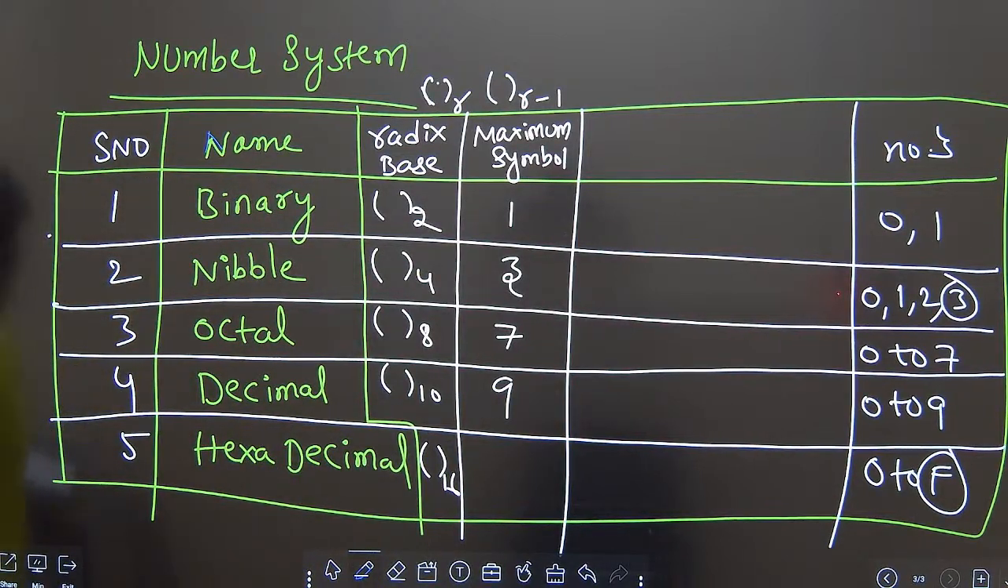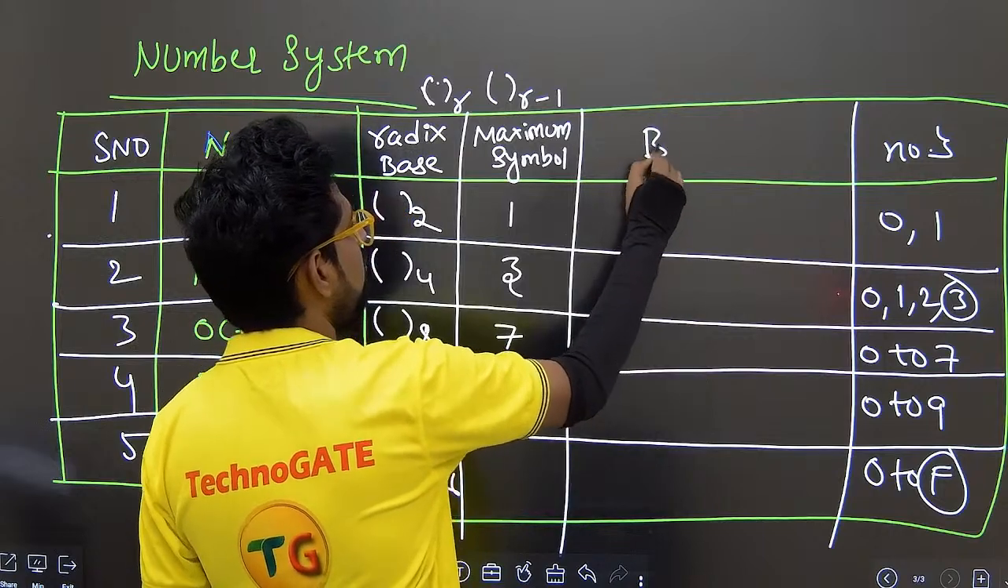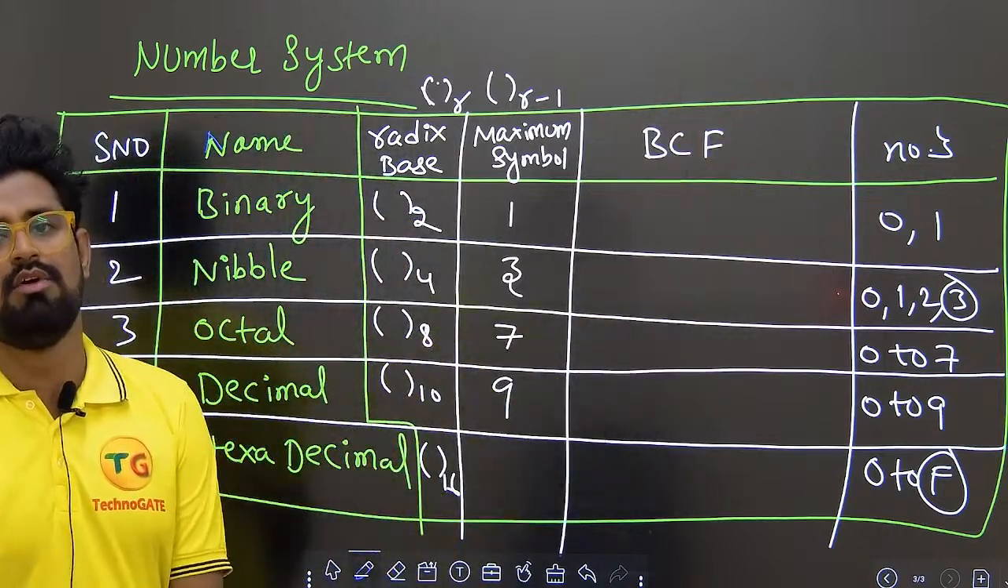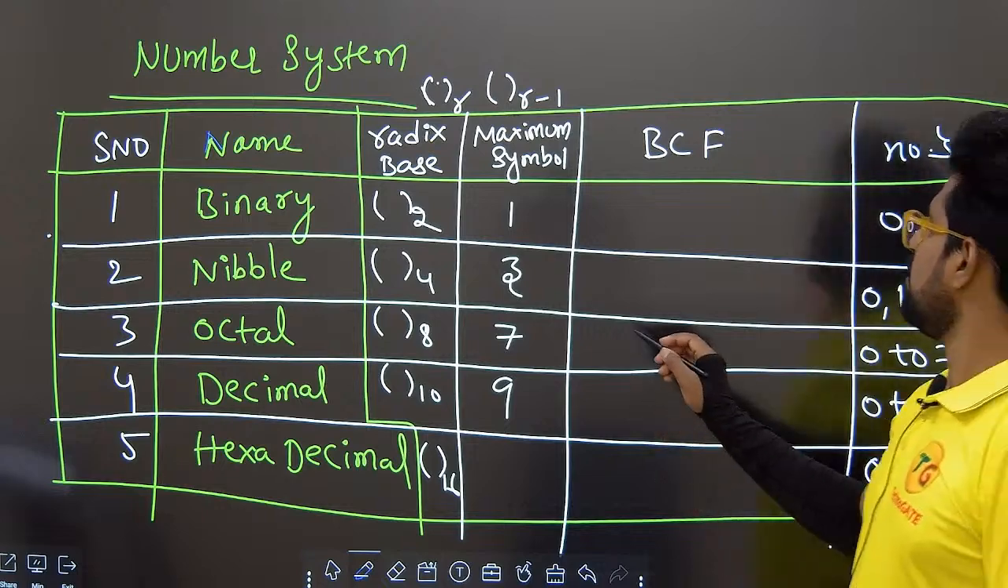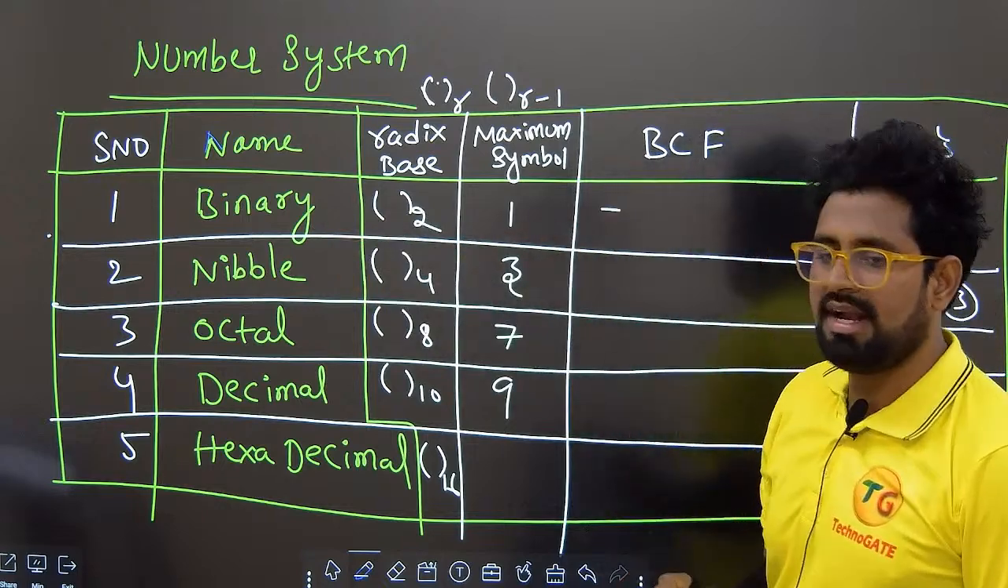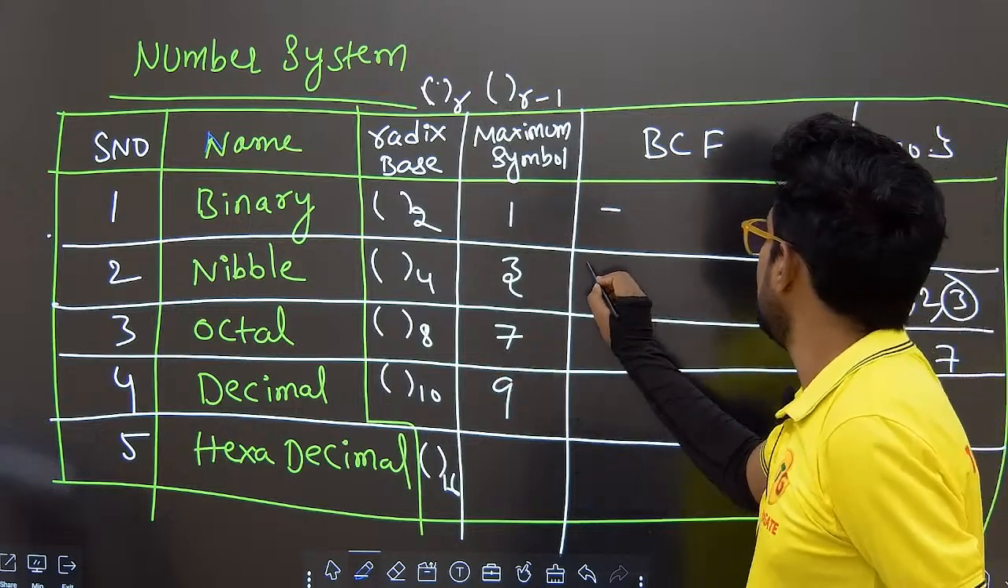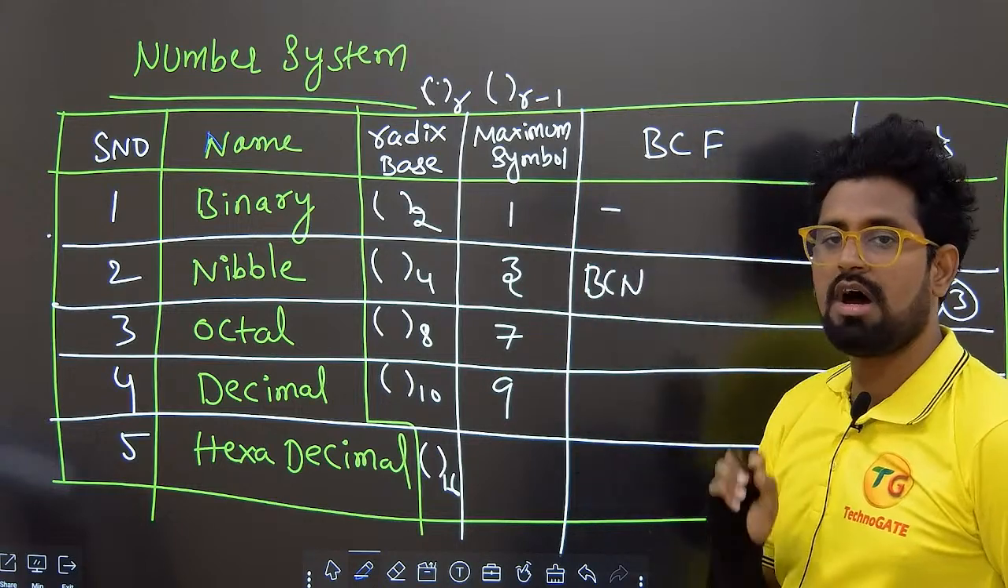Okay, now let me write binary coded format. Finally, let me write binary coded format. So what is meant by binary coded format? How are we going to represent, what are the various formats that we have? If I say about nibble, for nibble we have one binary coded format which is BCN, binary coded format for nibble. Binary itself is formatted in binary, no need to write. Nibble we have BCN.